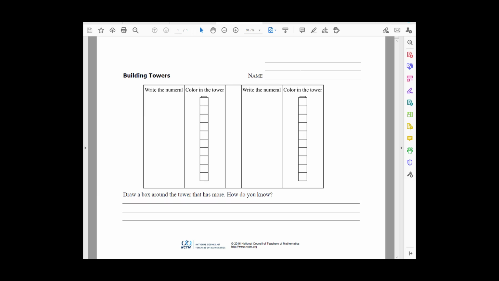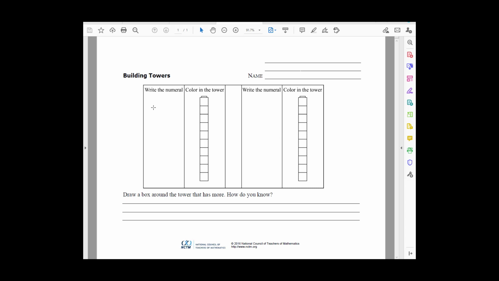So this is the Building Towers worksheet, and I would give a child a number. So say I gave the number 5 to a child. I would ask them to write the number here and then color the number of cubes that matched that number. Same thing for here. I would tell them, I want you to do the number 2, have them write the number down, or give them cards and have them try to make the number as nicely as they can into the box, and then color the tower to match.